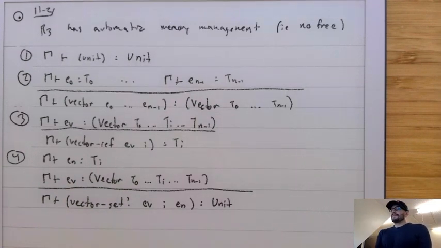Okay, now the next thing that we want to do is we want to update our random generation algorithm, our random program generator.